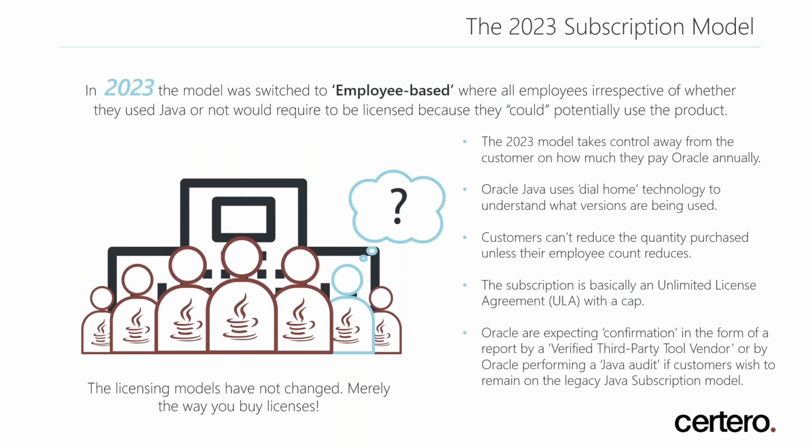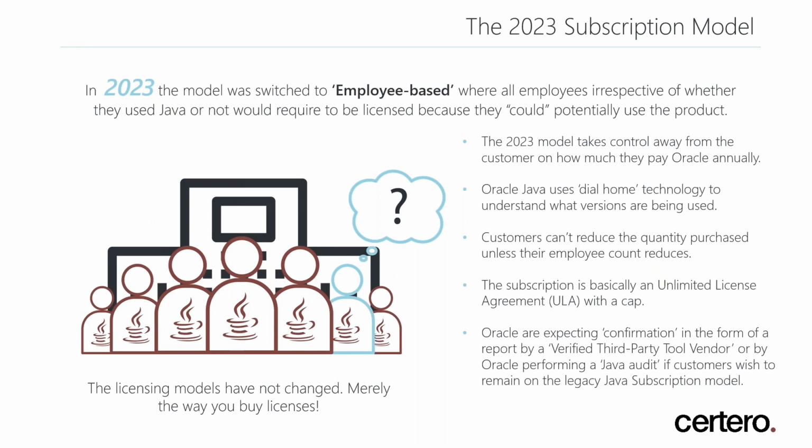One thing to remember is Oracle Java does use dial home technology. So when you install it, it does actually, like Windows, go back and ask whether or not there's a newer version, and Oracle know what versions are asking. Also, when you download it, you often have to log into an Oracle account that will be relevant to your email address. So they do actually understand who has downloaded licenses, etc. I look at this subscription model as basically being an unlimited license agreement because it covers all your employees, not just your internal ones, but also external.